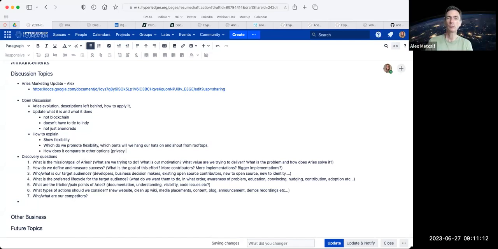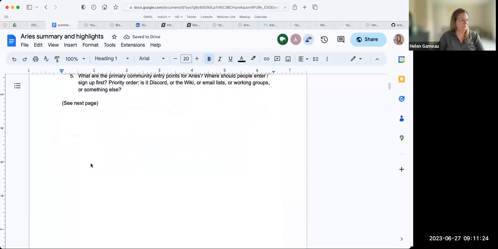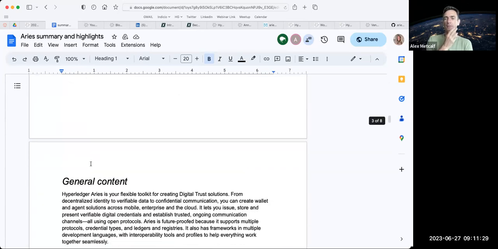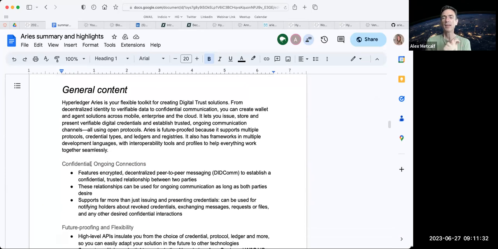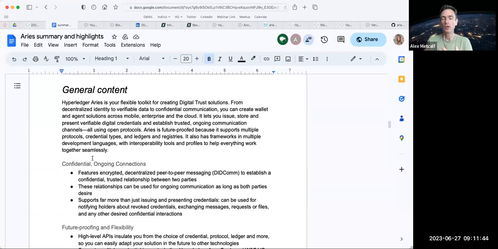And I've got some draft materials written up, which have been through a couple of working group meetings. I got some feedback and started a high-level description. But even those feel like they depend on what the accurate description is, because in the working group meeting three weeks ago, nobody had the same description twice of what Aries is. And then, whilst it can do all these things and we could talk about all of them, which are the most important that elevate up to a summary statement that goes on the landing page of Hyperledger, that goes on the landing page of the Wiki.